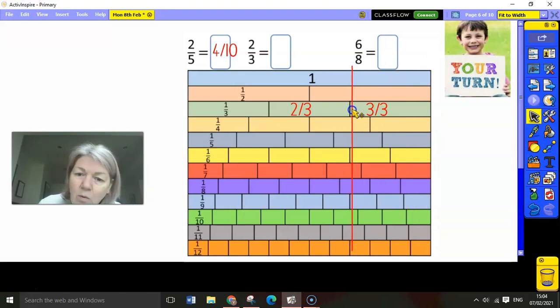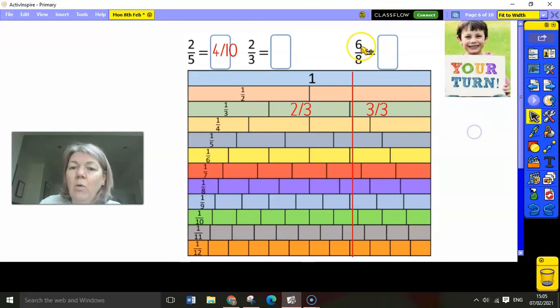Ooh, and I can see there are quite a few fractions that are equivalent to 2/3. I can see that I've got some sixths that are equivalent, so that would be 1, 2, 3, 4 sixths. I can see there are some ninths. I've got 1, 2, 3, 4, 5, 6 ninths that are equivalent. I can see that there are some twelfths, so that would be 1, 2, 3, 4, 5, 6, 7, 8 twelfths are equivalent to 2/3.